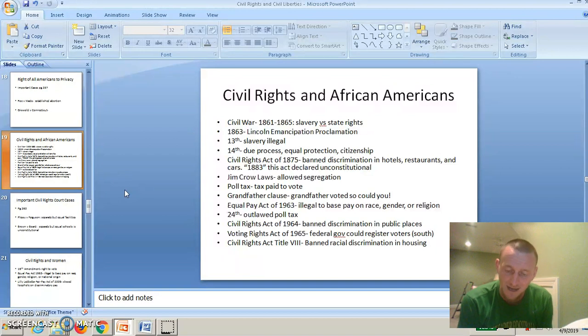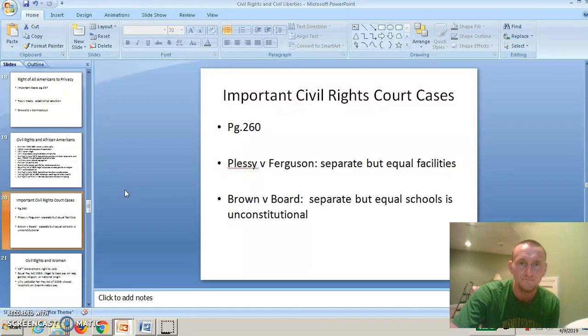The Voting Rights Act of 1965 is another big one. Okay? The federal government could register voters in the South. And what this also does, it outlaws your literacy test. It knocks out where you have to take a test to vote. All right, so go through those. Make sure you have an idea of what's going on.